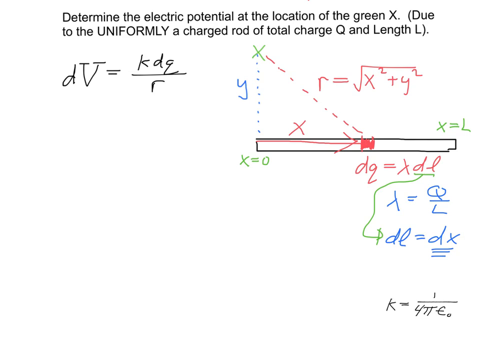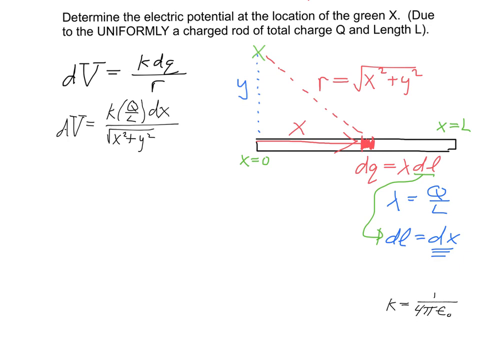So now we're ready to put it all together. I'm going to leave the k as it is because that contains all this stuff. The dq now becomes lambda dx. The r is replaced by this, and we have this expression.